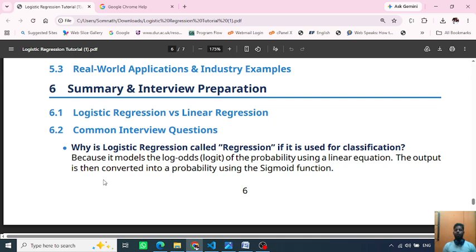So why is logistic regression called regression if it is used for classification? Because it models the log odds of the probability using a linear equation. The output is then converted into probability using the sigmoid curve, as I showed above. Actually it first generates the linear value. Using the sigmoid function, it converts it to the probability value. That's why it's called logistic regression. First regression, then it applies the logistic function.